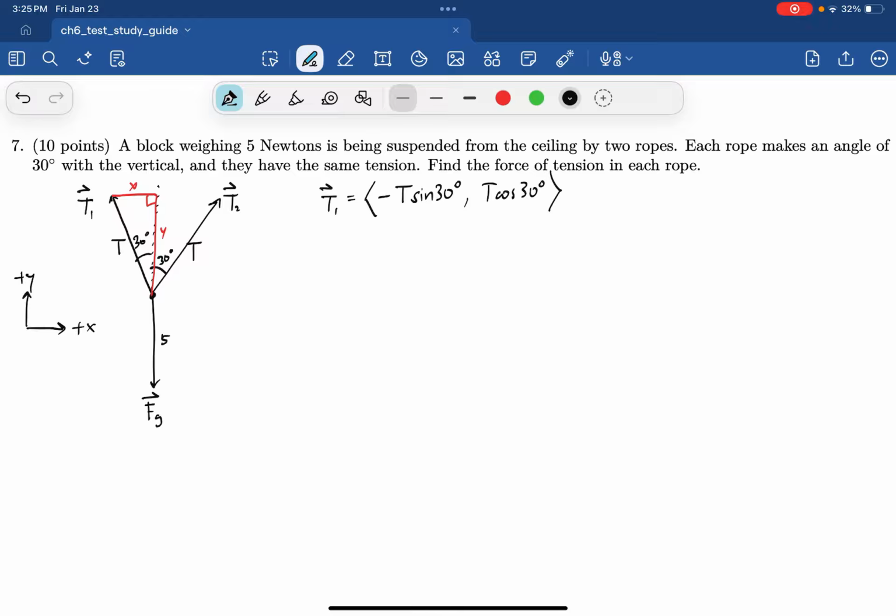Okay? So really the tricky part of this question is getting your sines right and the angles right and the cosines right. Okay, just think about it.